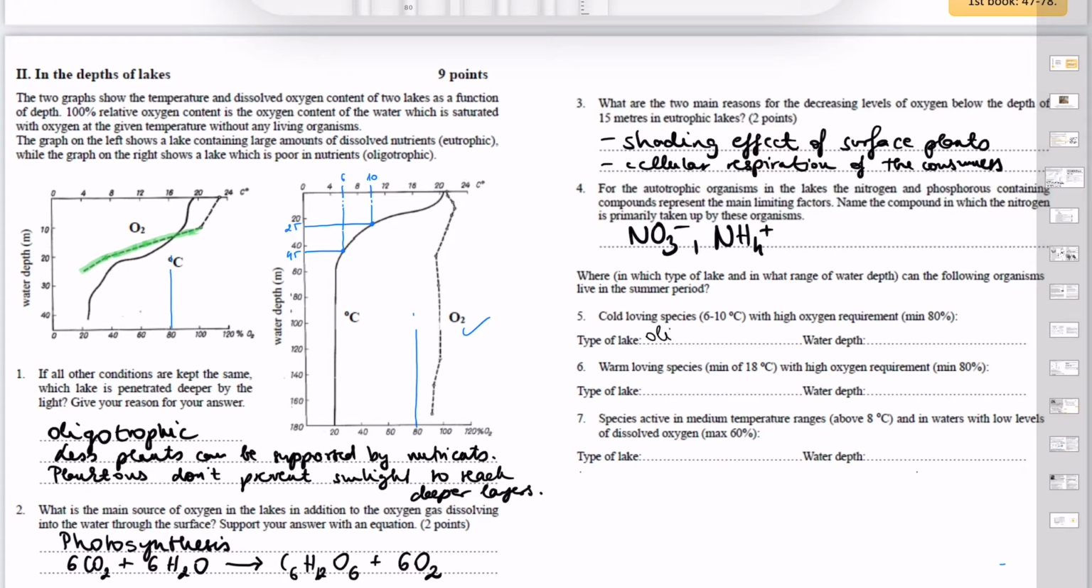So, oligotrophic, 25-45. The unit is important, meters.